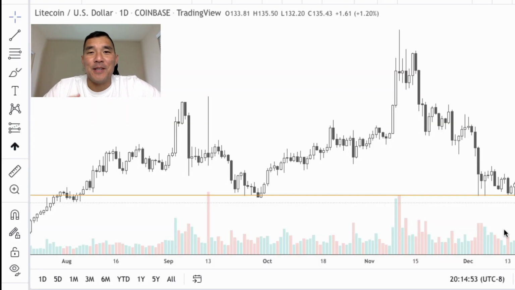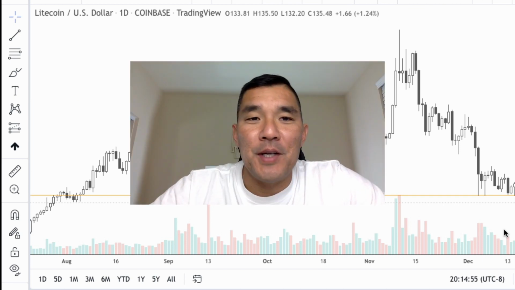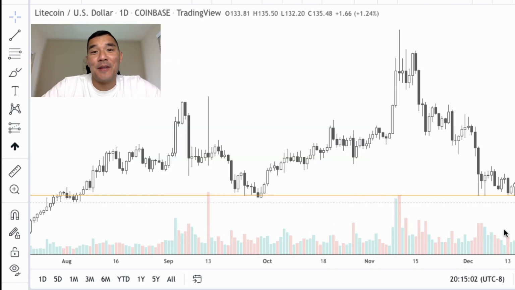Alright, one thing I look for is a parabolic move. Does the price go straight up or straight down? And obviously a move like that is not sustainable. So at that point, I'm looking for a reversal where traders take profit and price does not continue the move.